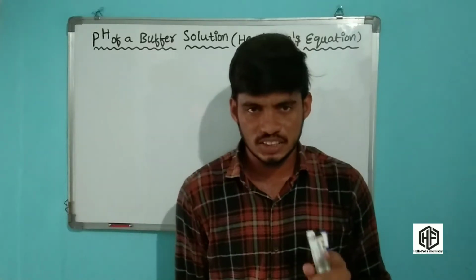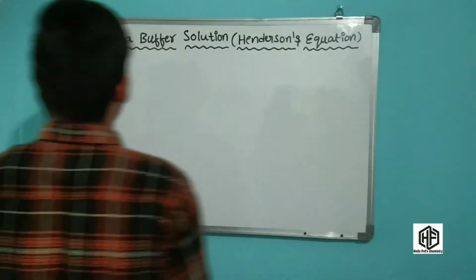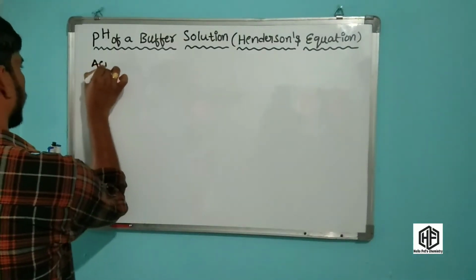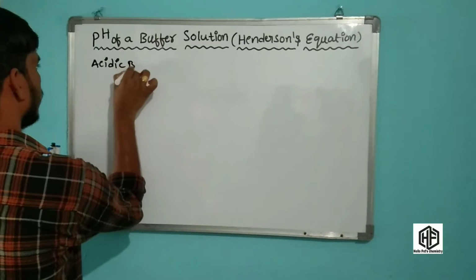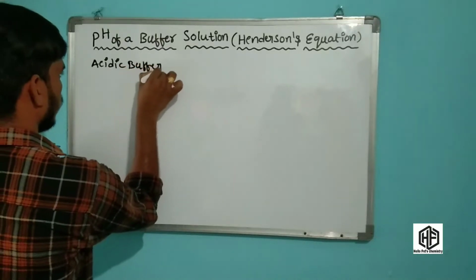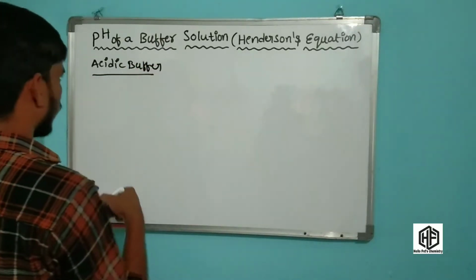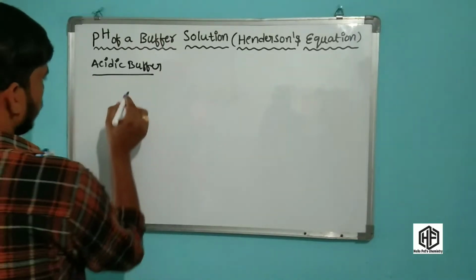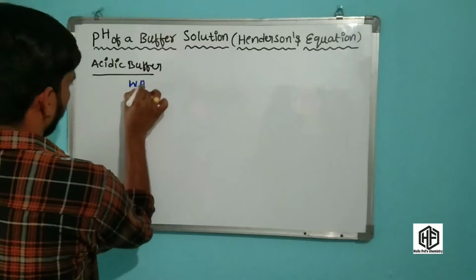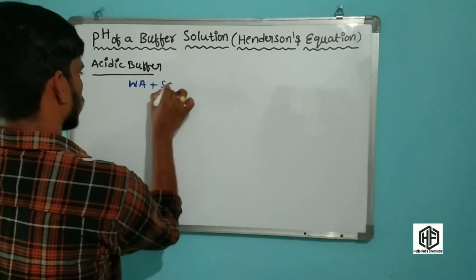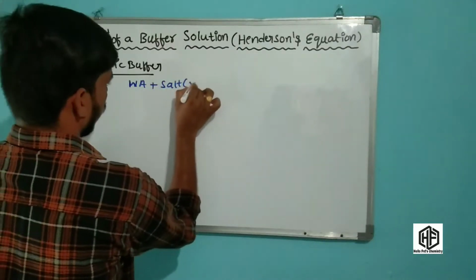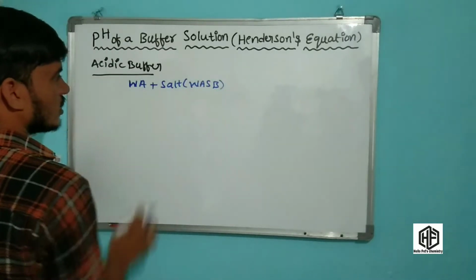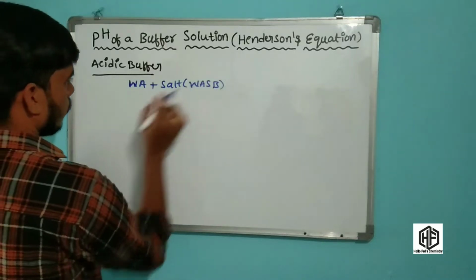Let us start this section. See this board. Friends, pH of a buffer solution. First of all, buffer solution is classified into two types. Acidic buffer: let us find out the pH of buffers in this acidic buffer. An acidic buffer is a weak acid plus its salt. The salt is of the weak acid with a strong base. This is called the conjugate base.